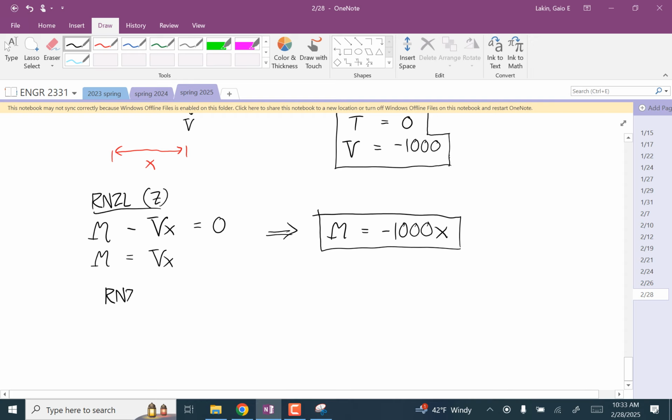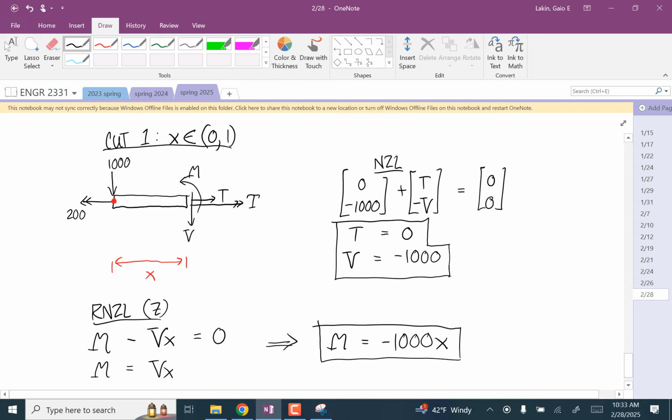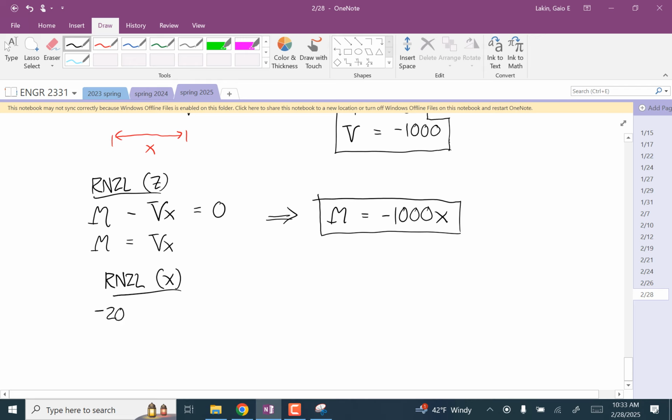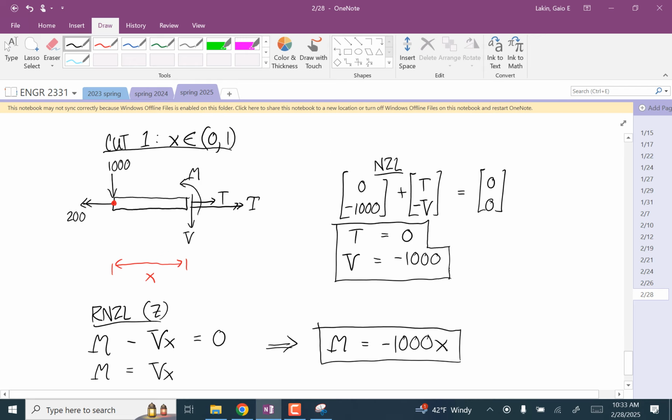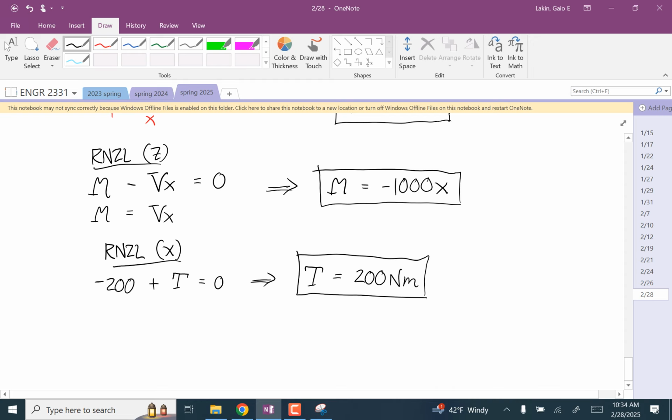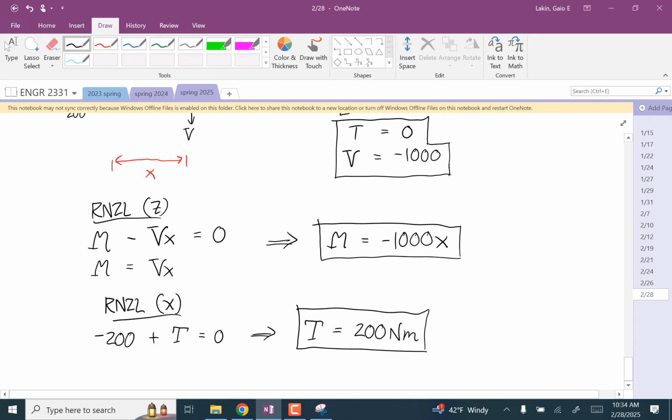And then the moment equation about x, we have the external couple of negative 200 and the internal couple, fancy T, add up to 0. And so that internal couple, that internal torque, is equal to 200 Newton meters. So for any x value between 0 and 1, these are the functions.